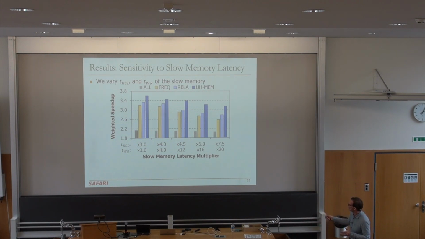4.5x and 12x. In this case, the activates are 7.5x slower and writes are about 20x slower in these latency parameters. Of course, it's good to do the study, right? That's very comprehensive, but it's very hard to simulate every possible configuration.